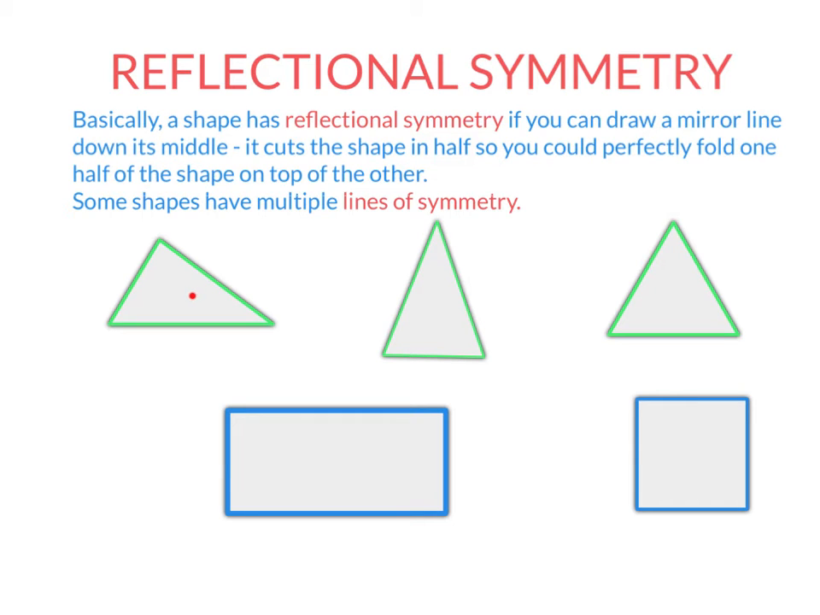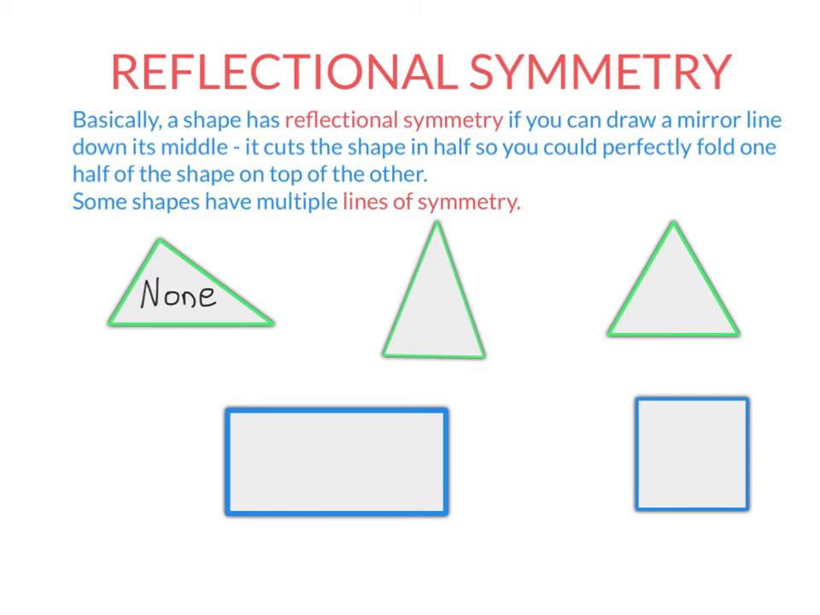This one has no pairs of equal sides. This one has one pair of equal sides. And in this one, all three sides are the same. And it turns out they will have a different number of lines of symmetry. So this first shape here has no symmetry. You cannot draw a line, a mirror line, anywhere in this shape that will cut it in half exactly. So that's why this has no lines of symmetry.